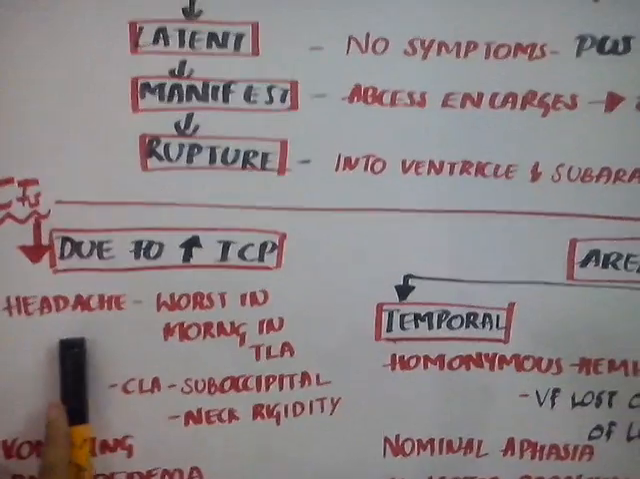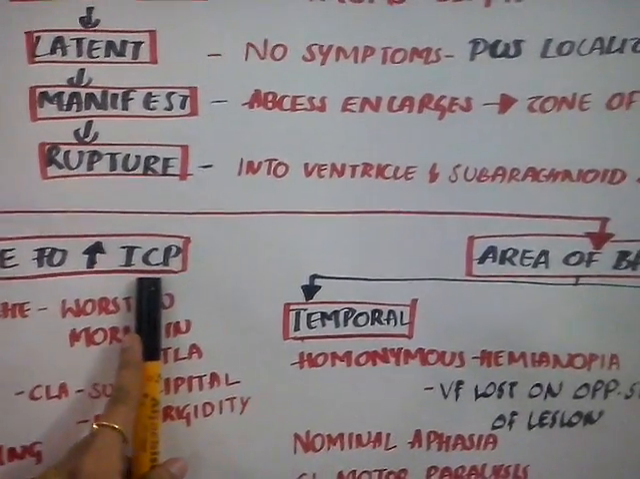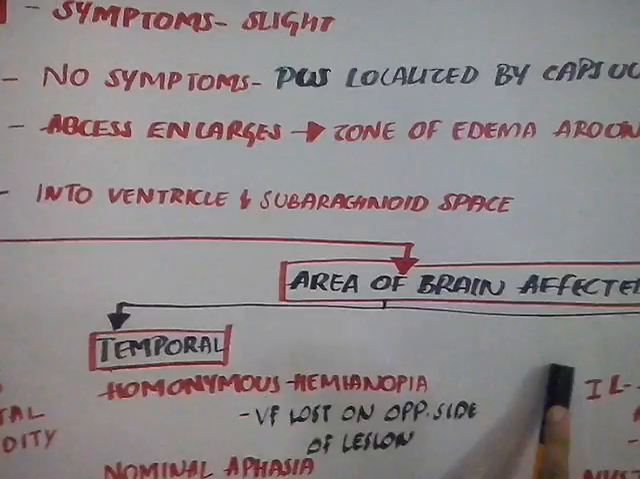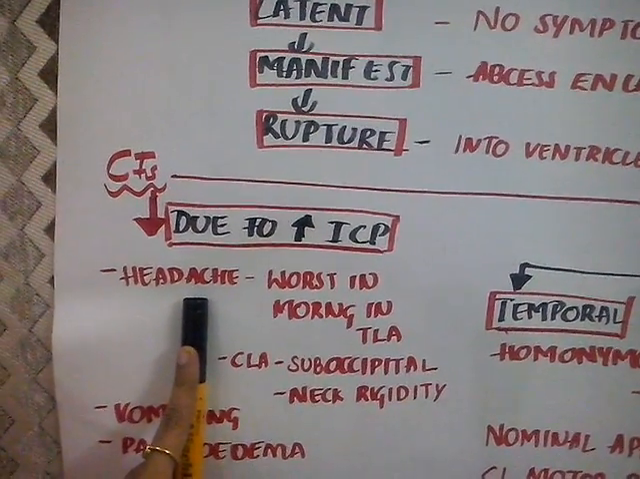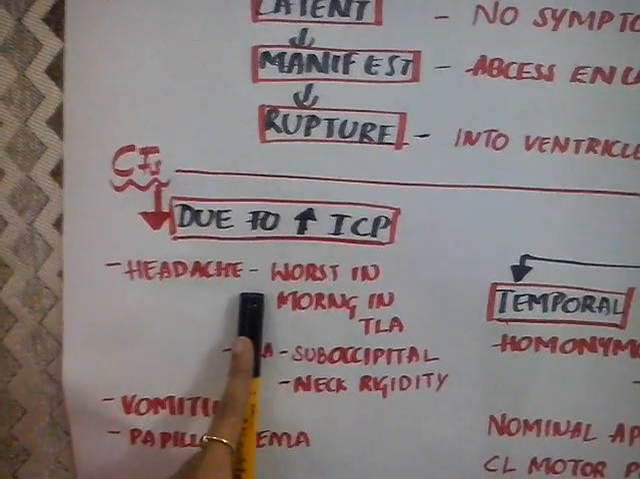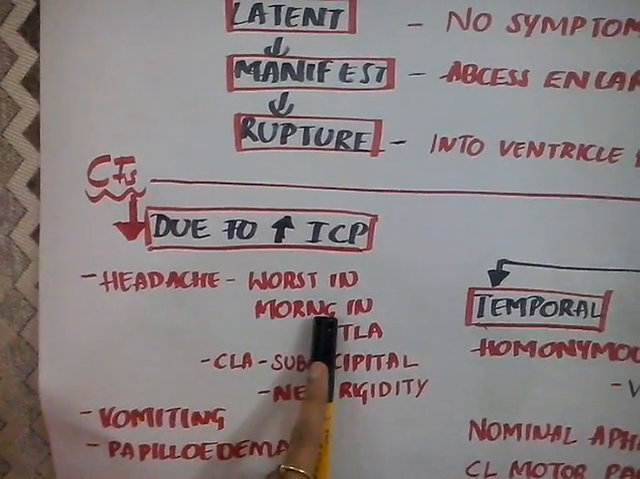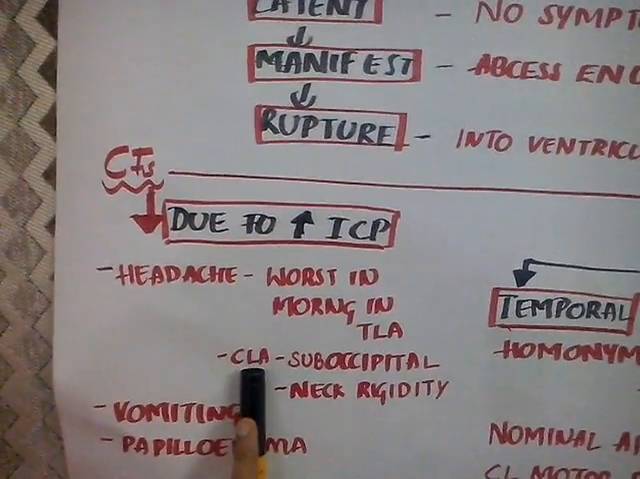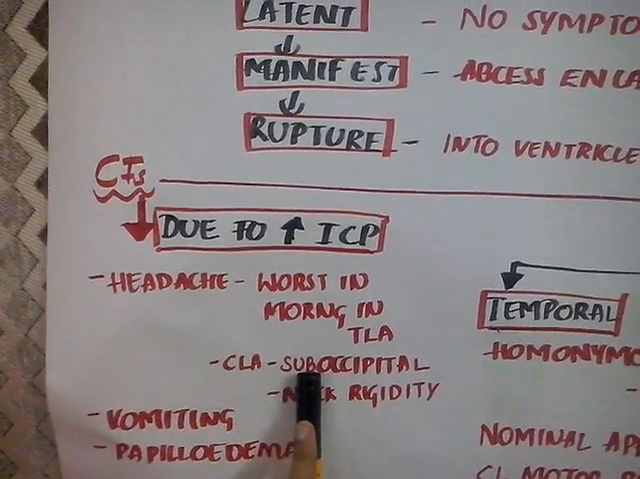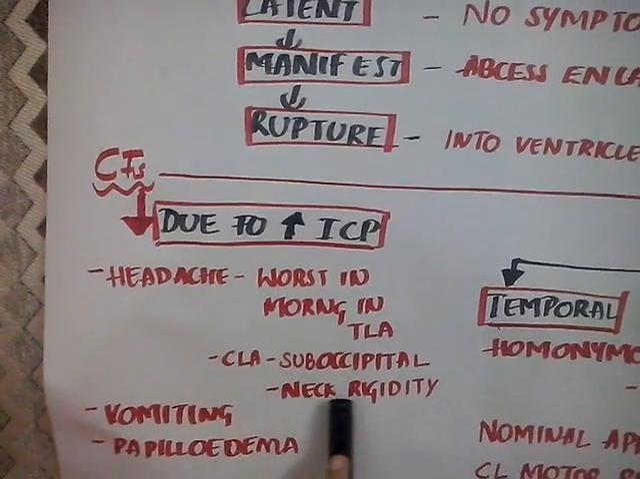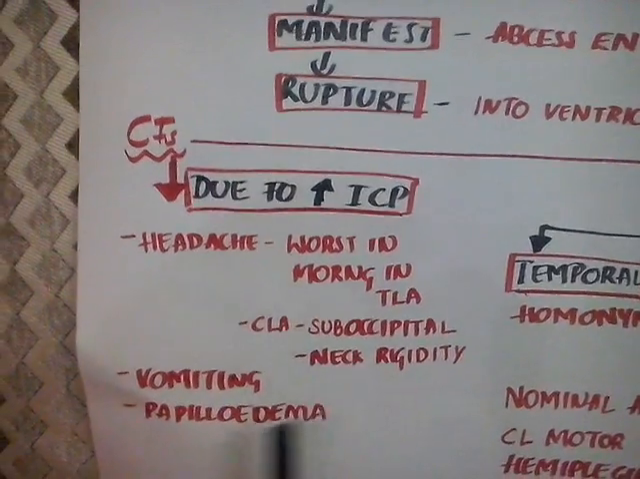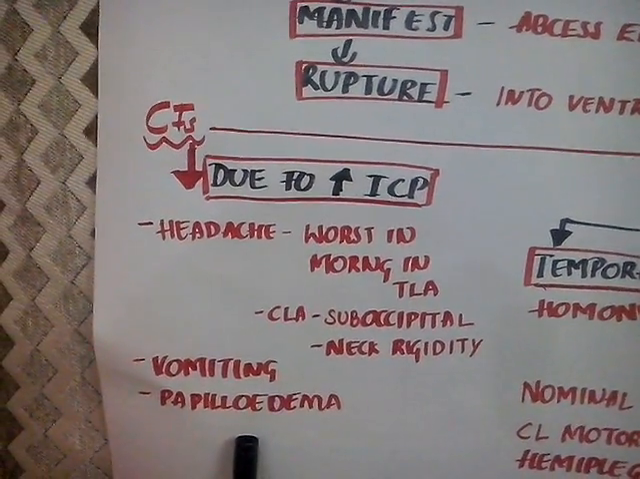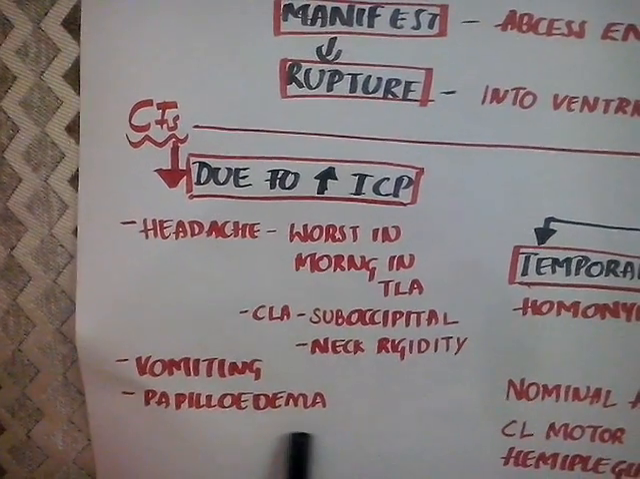Clinical features. Clinical features are due to increase in intracranial pressure and the area of the brain affected. Now coming to clinical features due to increase in intracranial pressure. Headache. It is generalized and worst in morning in temporal lobe abscess. In cerebellar lobe abscess, it is in suboccipital region and there is neck rigidity. Vomiting. It is more common in cerebellar lobe abscess. Papilloedema, drowsiness, confusion, irritability and coma.